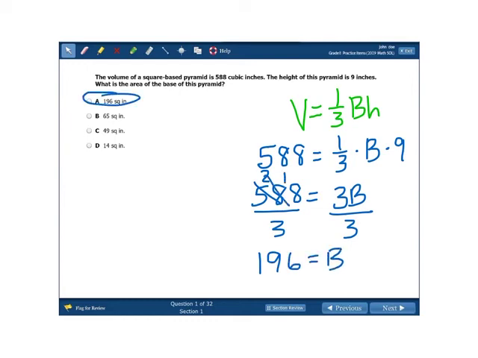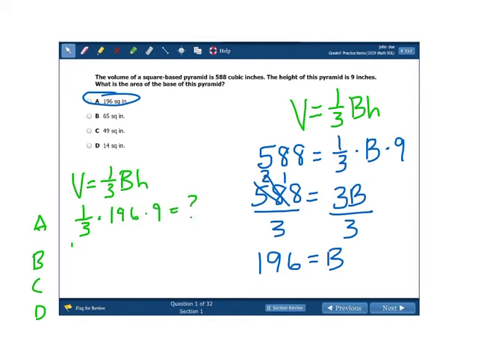The other method here would be to take my formula and try each combination, A, B, C, D. Try 1/3 times 196 times 9 and see if that gives me 588. Try 1/3 times 65 times 9 and see if that gives me 588, and so on. Okay, but the correct answer there was A. If you got it, good for you.